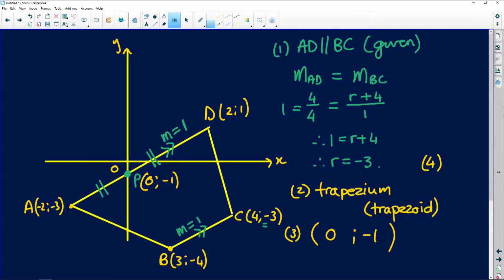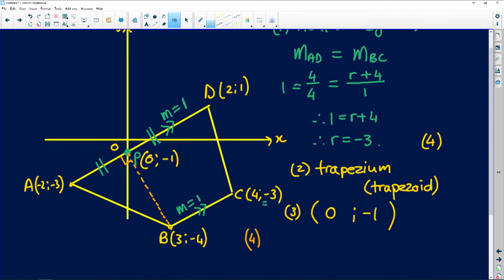The next question. Prove that BP is perpendicular to AD. So if we put an imaginary line here, BP, we want to prove that it's perpendicular to AD. Number 4. How do I prove that? Well, I do have the gradient of AD, but I don't have the gradient of BP. I must find it. So hopefully for this gradient to be perpendicular, we need to find out, is this minus 1? Well, let's have a look.